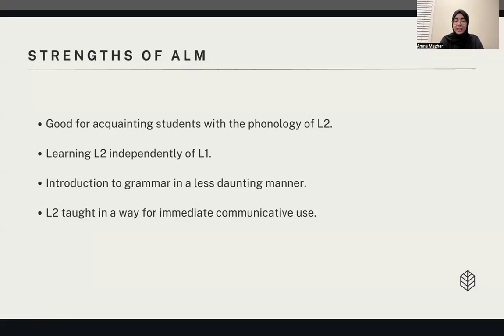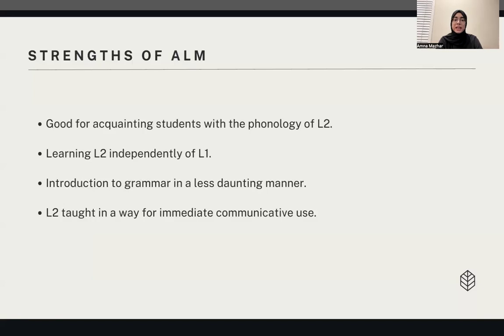Introduction to grammar in a less daunting manner. So grammar is not introduced to them directly. A lot of learners find it very difficult to learn sentence structures in the very beginning, especially if they're new to the language. So it's a plus point that the audiolingual method does not enforce grammar directly, rather it introduces grammar in a softer manner.